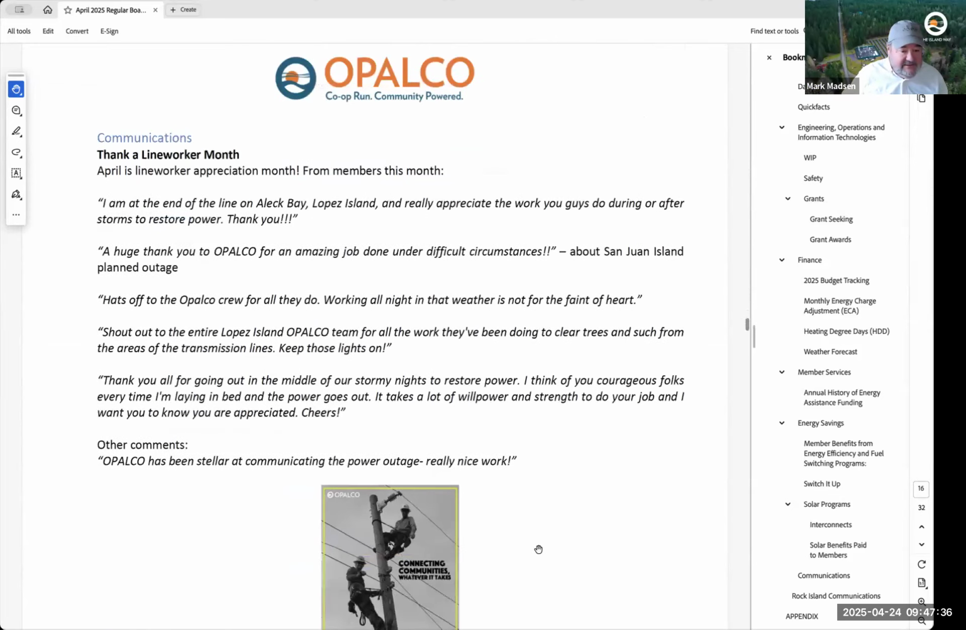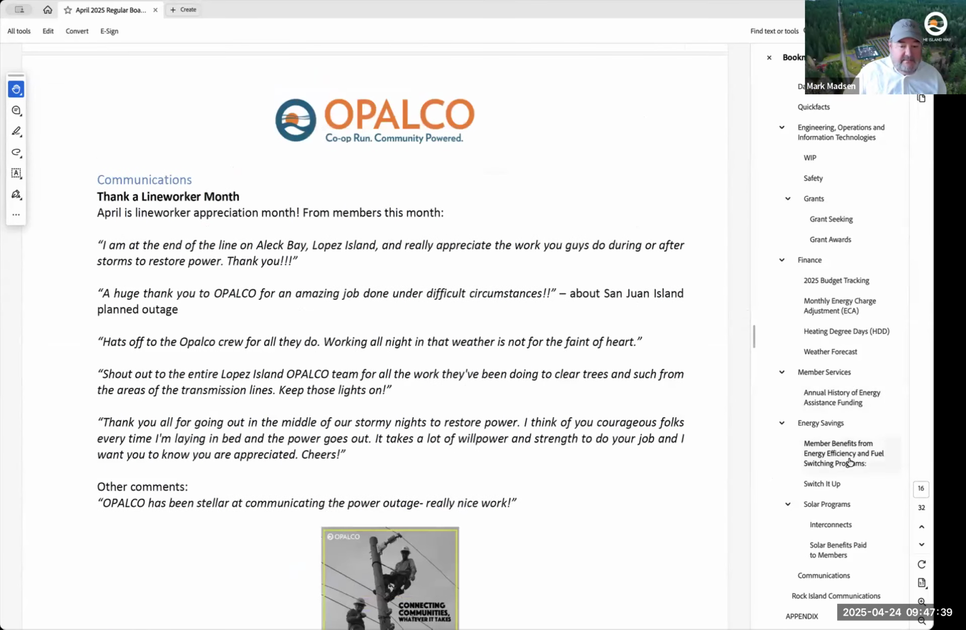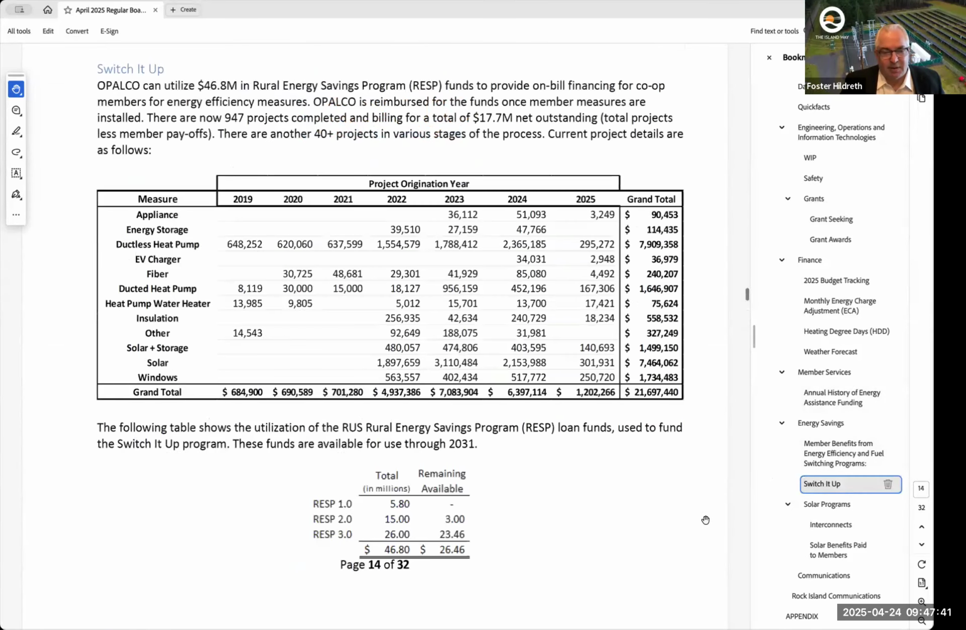Could you pause back on the Switch It Up program? I love those stats. The stats that I see are just phenomenal. Of all the energy efficiency components, in total, it's $21 million or almost 22. And then you have 9 million associated with solar. Those are 2 of the last 3. And then the balance, 11.7 million, is for all the efficiency that we've done. This has been one of the best programs we could ever imagine.